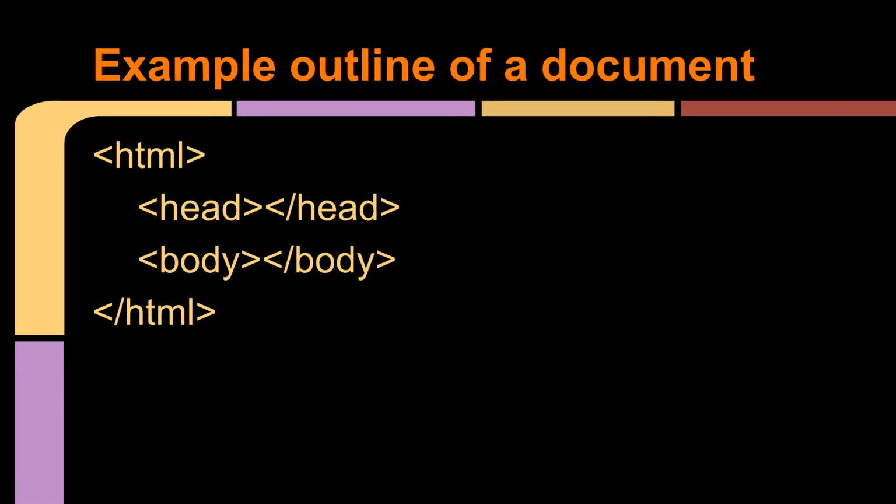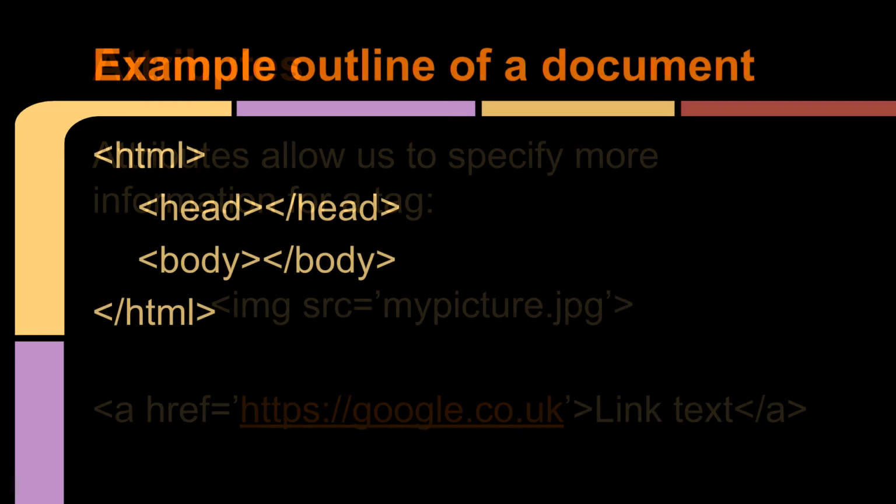Here's an example outline of a document. You'll notice the HTML tags on the top and the closing HTML tag on the bottom, and the head and the body are included within. Typically, when I write HTML, it's good practice to indent every time you're inside another tag. It helps you to keep track of where you are in the document and where things are positioned. It's very easy to get confused.